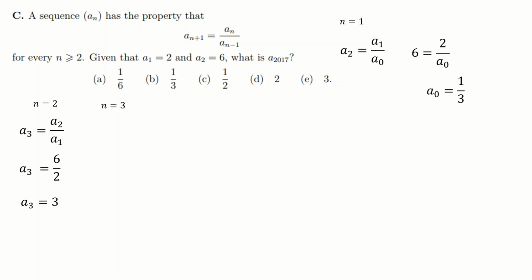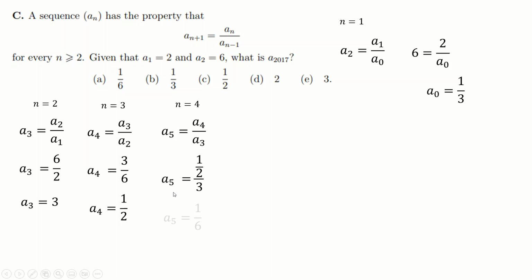When n is 3, we get a4 equals a3 over a2, which we now know both of those things, 3 and 6. So that's 3 over 6, which makes a half. And the next one, so we get a5 is a4 over a3. You can see where this is going. You just take the previous answer you got and divide it by the one before that. So this is going to be a half divided by 3, which is a sixth. And the next one is going to be a sixth divided by a half.